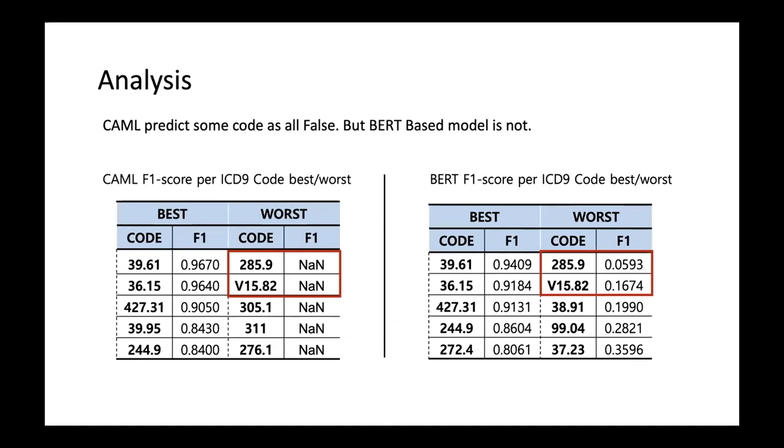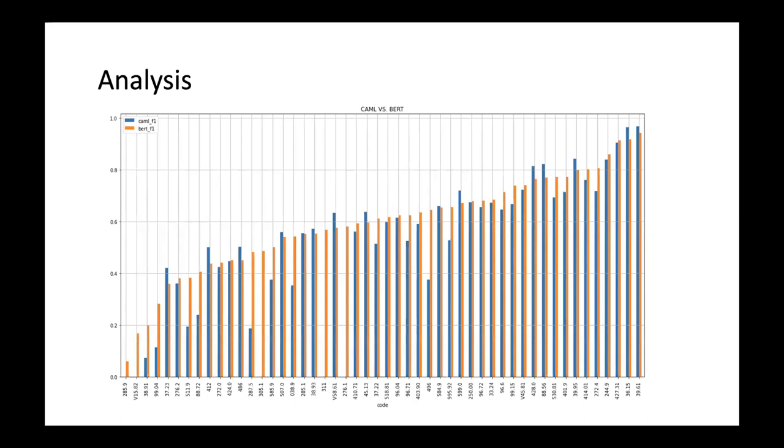And then we also found that CAML predicts some codes as all false, but the BERT-based model comes up with an F1 score like this. Here, CAML's F1 score in the worst case, like code 285, is low, but on the other hand BERT's F1 score is output. Overall, this chart shows BERT in orange and CAML in blue. BERT shows regular, uniform performance, but meanwhile CAML shows better performance in some cases.